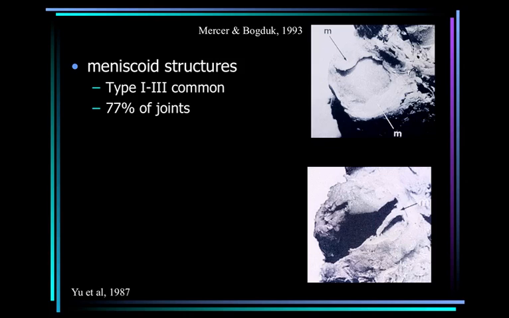Meniscoid structures are common in the mid-cervical spine, type 1 to type 3. They exist in about 77% of the cervical joints that were observed. You can see that the meniscoid itself has a free edge that transverses into the surface of the joint itself and attaches in the periphery to the joint capsule. There are also capsular rims that are just small folds of the capsule surface itself.